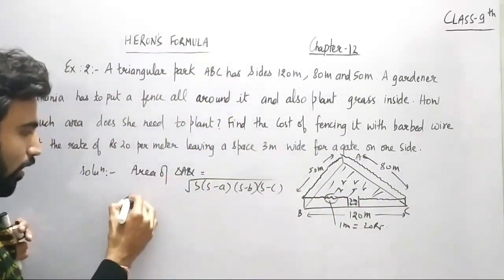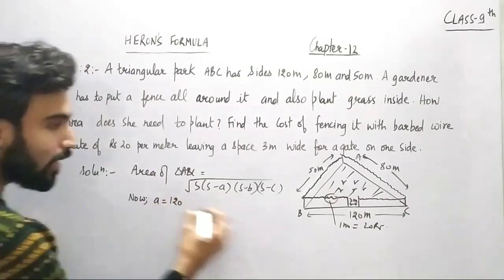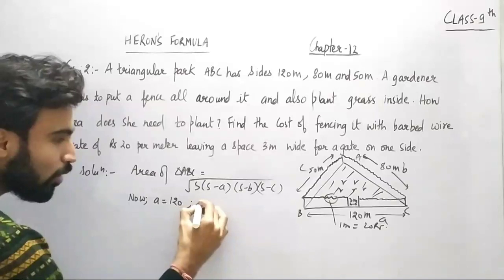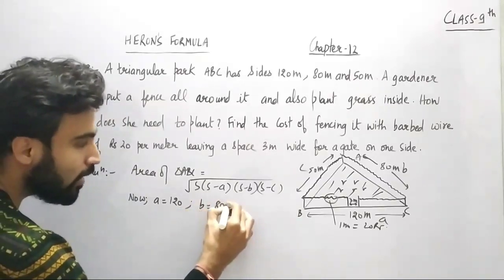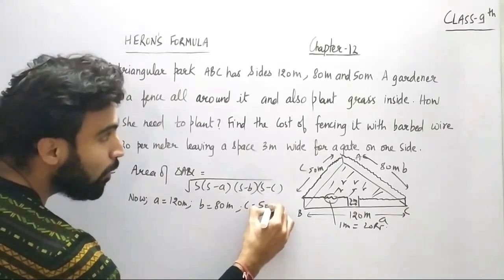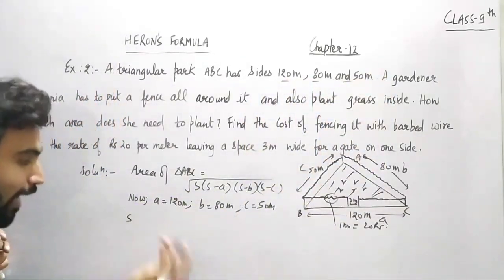So let me just take now. You can see A कितना है आपके पास? Suppose if I just take this as A, this as B and this as C. So यहाँ पे A 120 है, then B is 80 meters, then you can see C is 50 meters, right? So this is given in the question. Now we have to find out S.